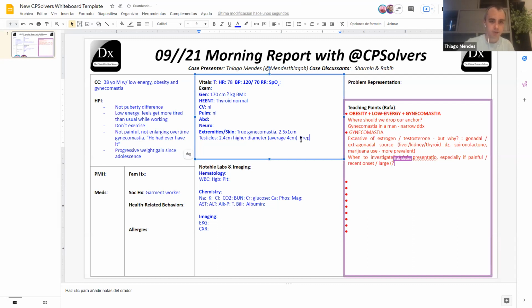Also a small penis. There is a table for penis, believe me. And his penis size was 4.7 centimeters. And then the average is 10 centimeters.